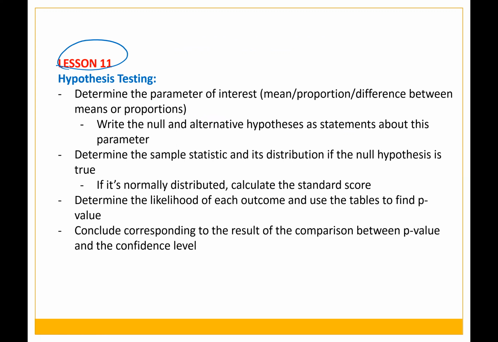Lesson 11. In lesson 11, we talk about hypothesis testing. The first step is to determine the parameter of interest. Is it a mean, proportion, difference between means or proportions? Then write the null and alternative hypotheses as statements about this parameter. In the second step, we determine the sample statistic and its distribution if the null hypothesis is true. In some cases, and usually that's the case for our class, if it's normally distributed, calculate the standard score. Then determine the likelihood of each outcome and use the table to find the p-values.